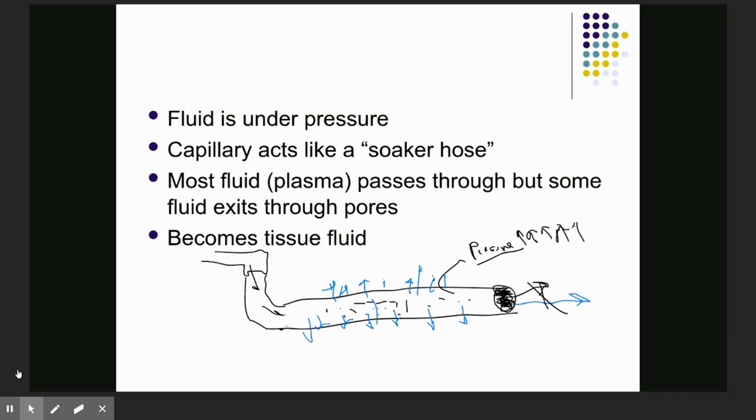So look at this. What determined how much water leaked out of this capillary, or leaked out of this soaker hose, was what the pressure was. Does that make sense?